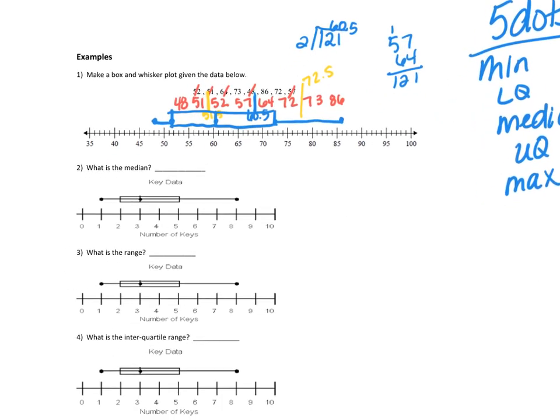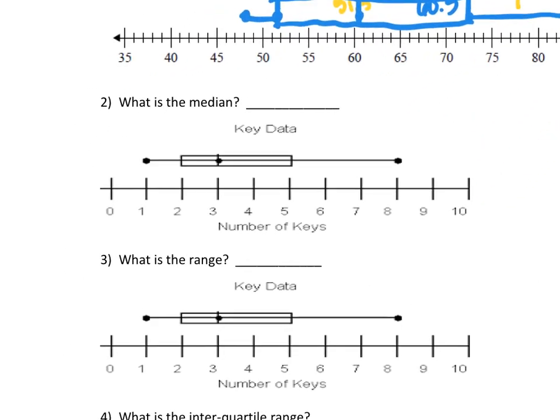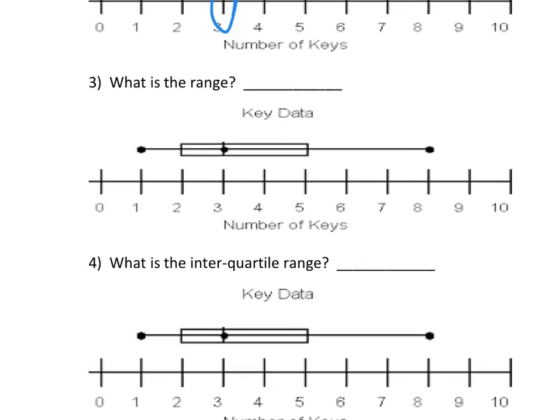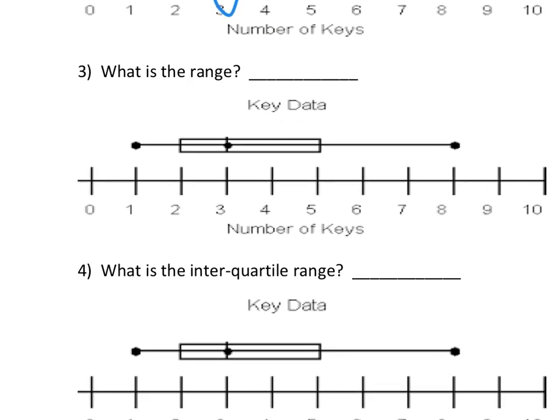So look at the second set. It says, what is the median? Okay, this is our what value right here? Minimum. This is our what right here? Lower quartile. This is our median. This is our upper quartile. This is our maximum. So what is our median? 3. Okay. What is the range? It's your biggest minus your smallest. 8 minus 1, which is 7.